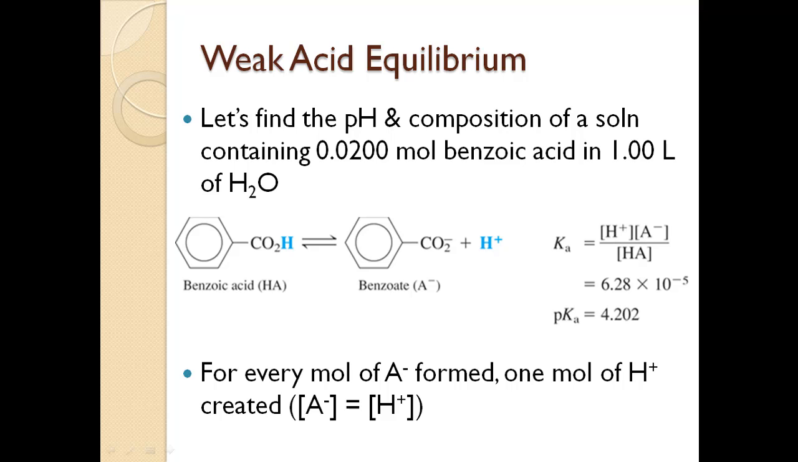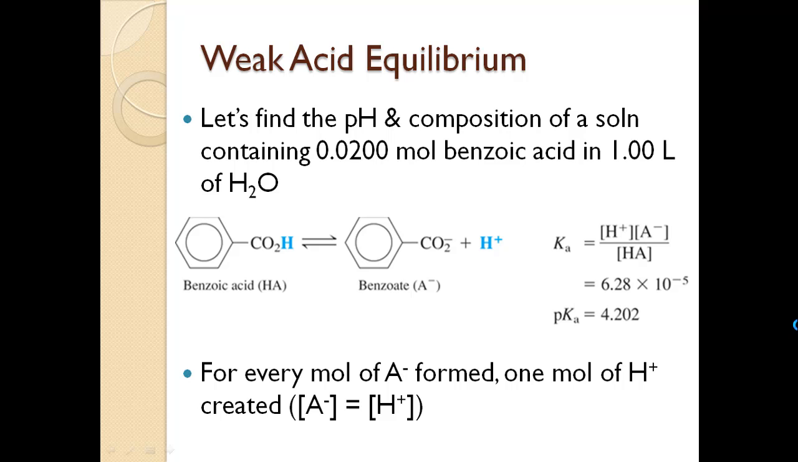The first thing you have to realize is that to find the pH, you need the concentration of H+. We can find the concentration of H+ if we use the acid dissociation equation. We have the Ka of this reaction, it's right there, 6.28 times 10 to the negative 5. And we also have the reaction, so we can use our knowledge of what's going on here to figure this out. First thing you have to realize is for every mole of A-, that's the benzoate that's being formed, 1 mole of H+ is being created.